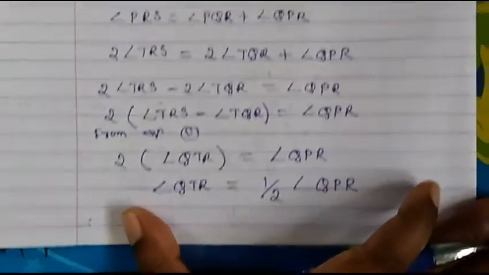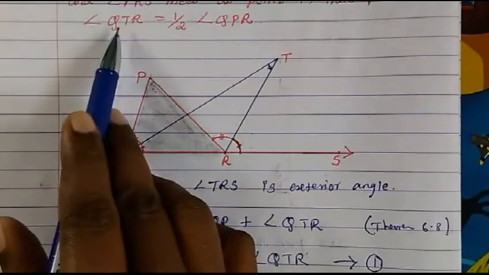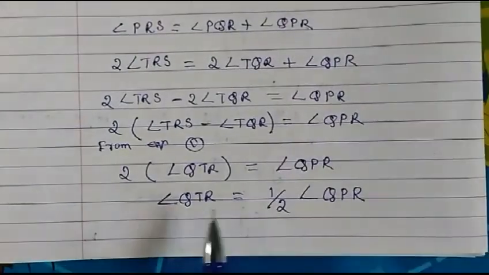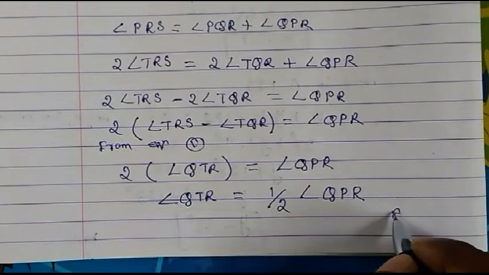So if you see what we are supposed to prove, angle QTR is equal to half of angle QPR. So angle QTR is equal to half of angle QPR. So hence proved.